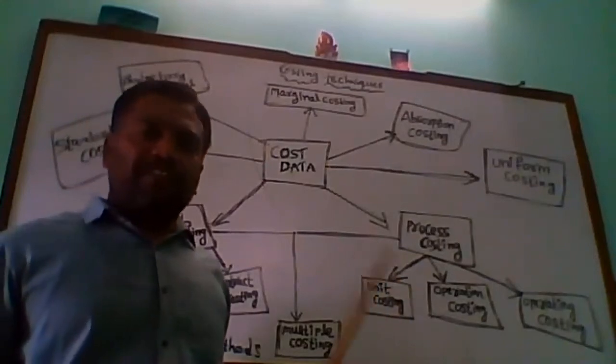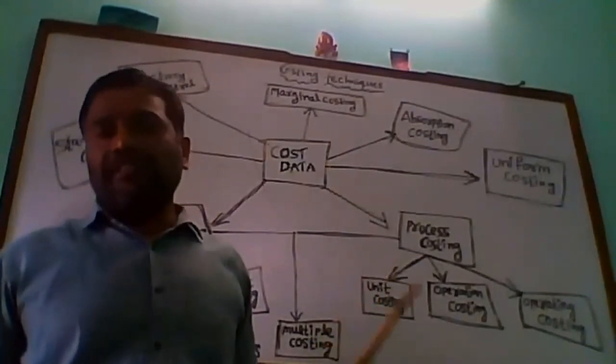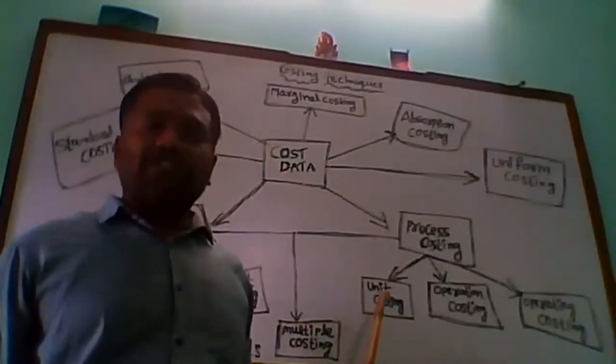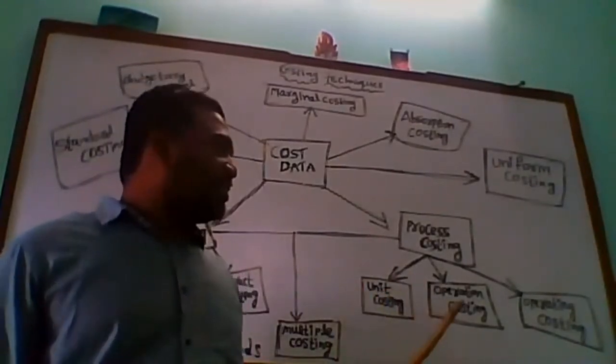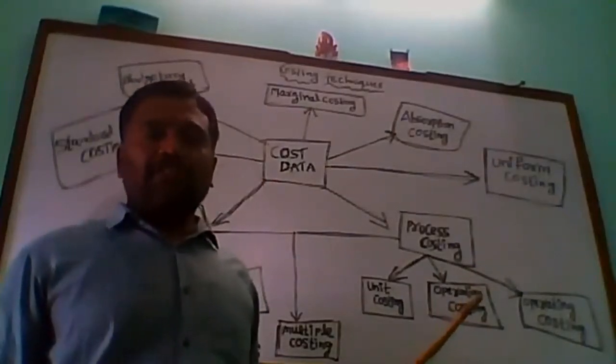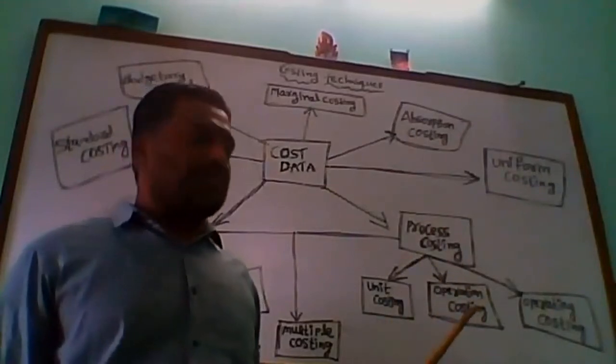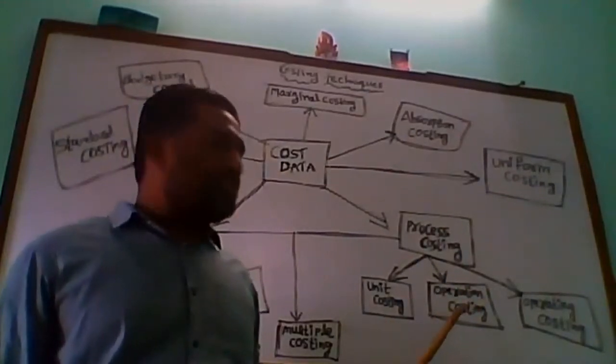And next, the unit costing. Under unit costing we prepare the cost sheet. Here, to know the cost of a single unit, we use unit costing. As well as the next one, operation costing. Operation costing is one of the techniques we use through different methods.